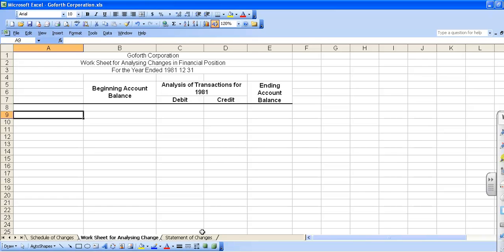Alright, so what we're going to do is I need you to make sure that you have a textbook and that you're looking at page 541 for the Goforth Corporation. And I'm going to go through and do the where it says additional data needed. I'm going to end up making those 7 entries with you. But first of all, we need to get our balance sheet accounts entered into our worksheet for analyzing changes in financial position. So I'm going to go ahead and do that.